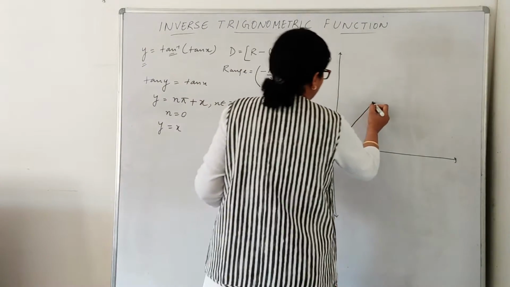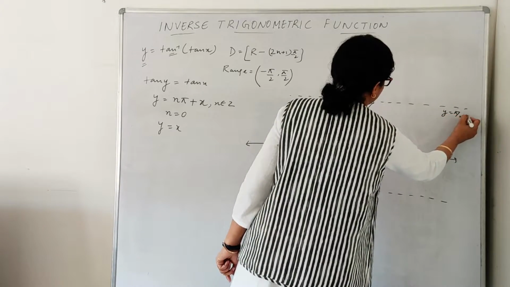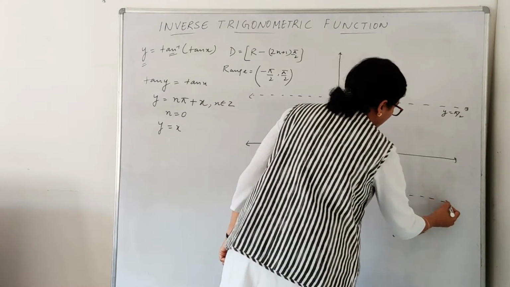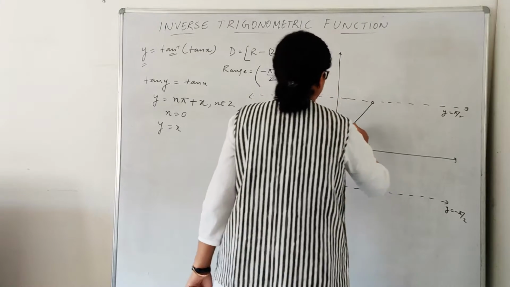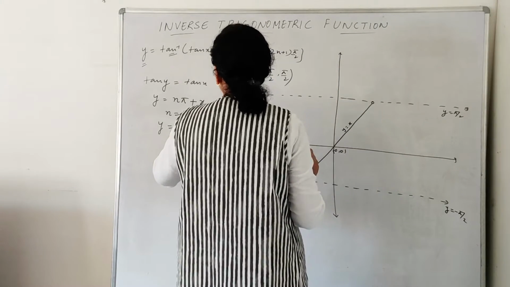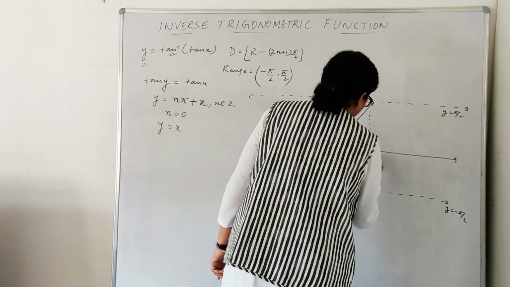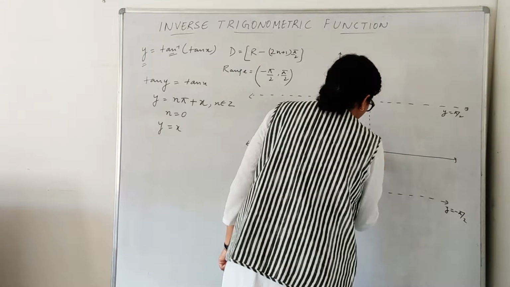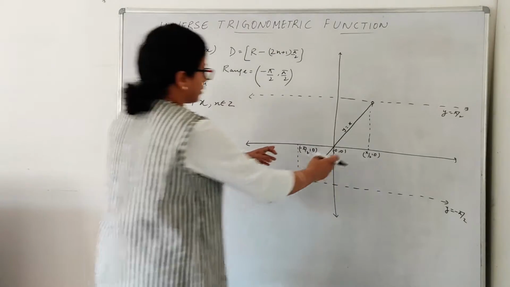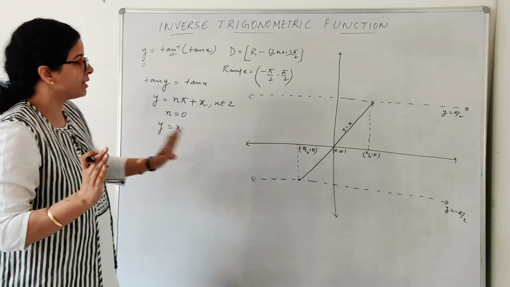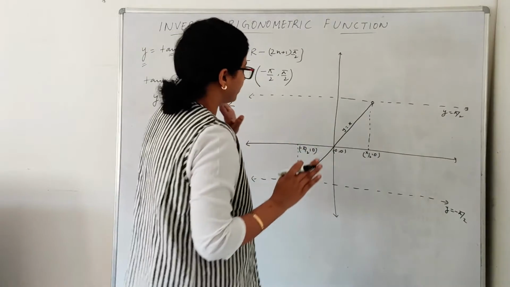In that case, what do we do? Here also, this is my y equals pi by 2, and this is my y equals minus pi by 2. This is my (0, 0) point, and this is my line y equals x. Now since y equals x, if this is y equals pi by 2, this will be (pi by 2, 0), and this will be (minus pi by 2, 0). What is the length of the interval? Pi. It means the same graph will keep on repeating itself at the interval of pi.